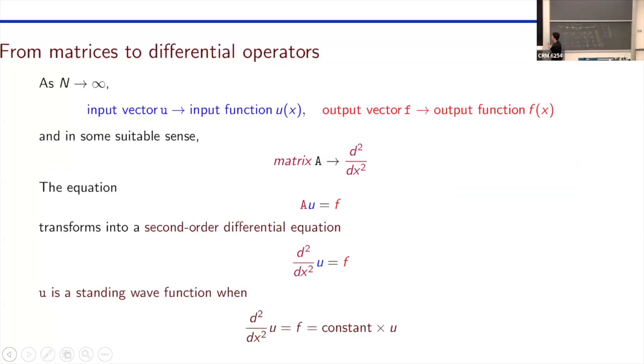You could play some games. You could take the number of points to infinity. And then in that case, the number of input values, in some sense, goes to something we call an input function U. Correspondingly, the output vector goes to an output function. And the matrix, in some sense, goes to a second derivative. There should be a minus sign. It goes to minus the second derivative. So the expression AU equals F becomes minus the second derivative of U equals F. There's a minus.